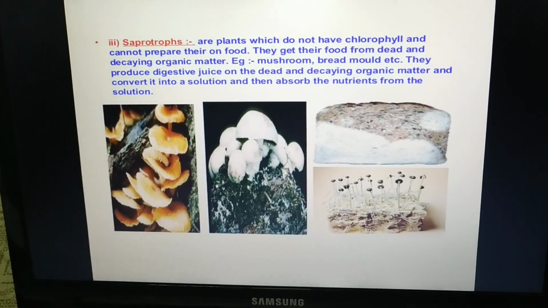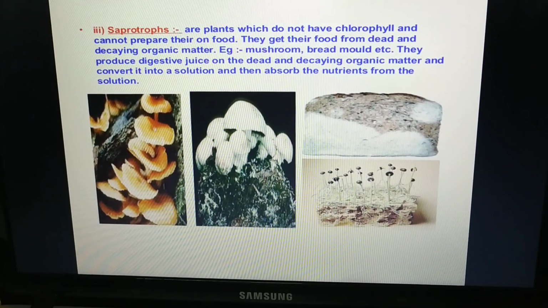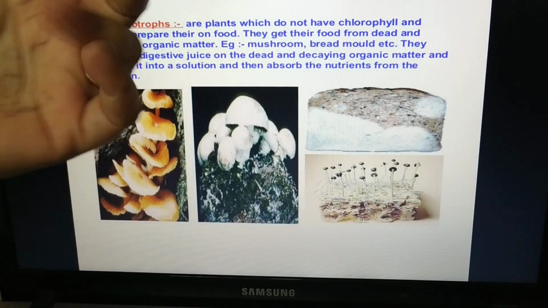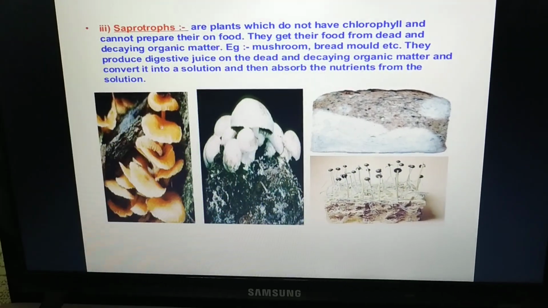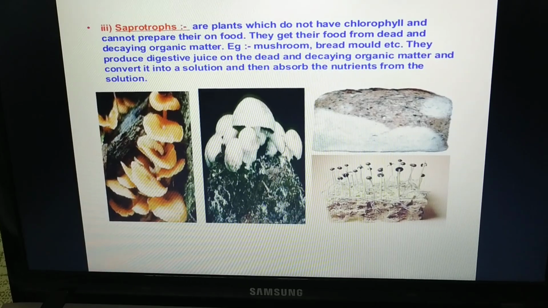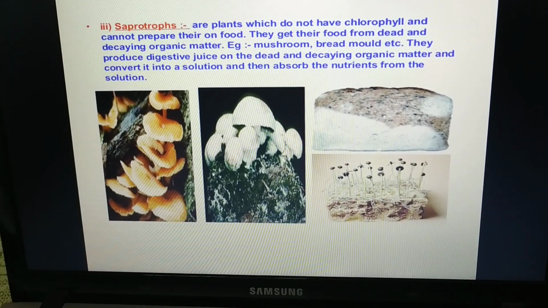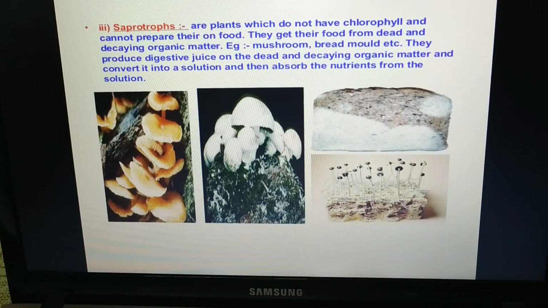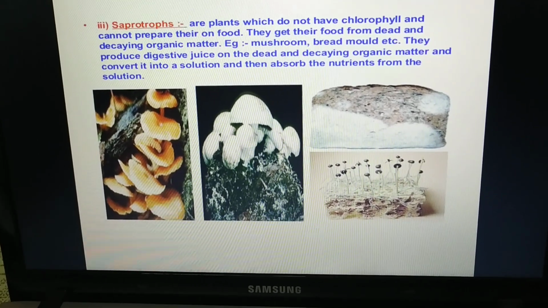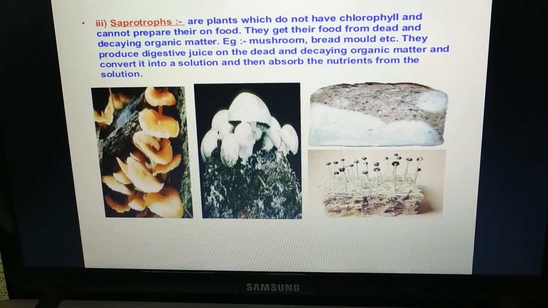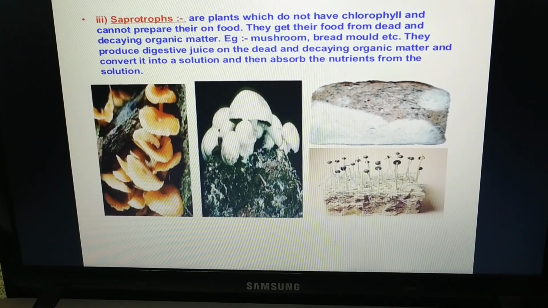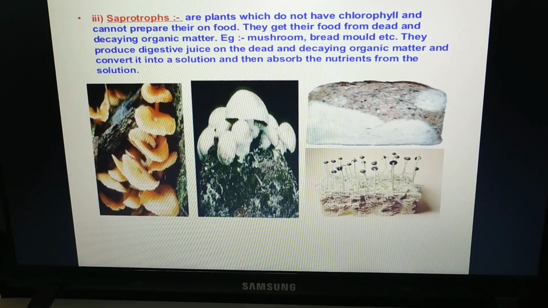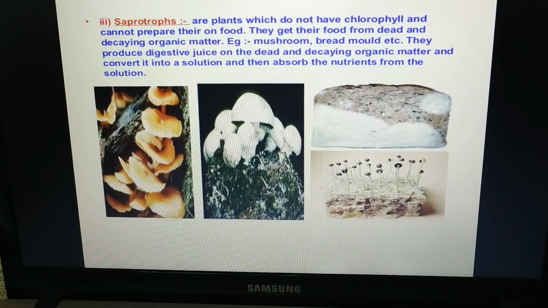Children, another category is saprophytic plants. Saprophytic plants are those plants which also do not have chlorophyll and cannot prepare their food. They basically depend on dead and decaying organic matter for their food. Likewise, children, you all have seen mushroom, bread mold, etc. These organisms and bacteria also cannot synthesize their food just because they don't have chlorophyll.